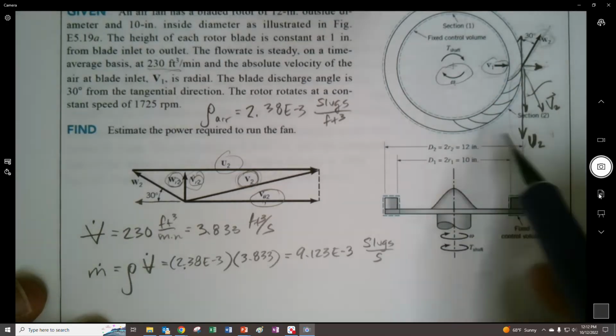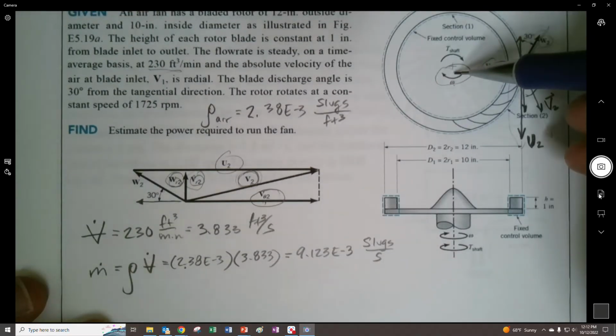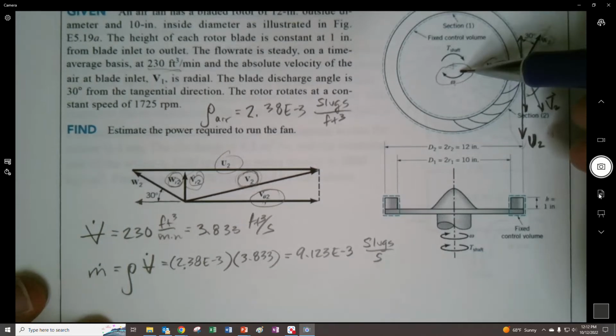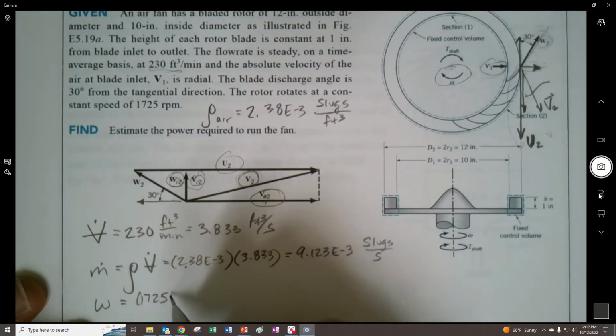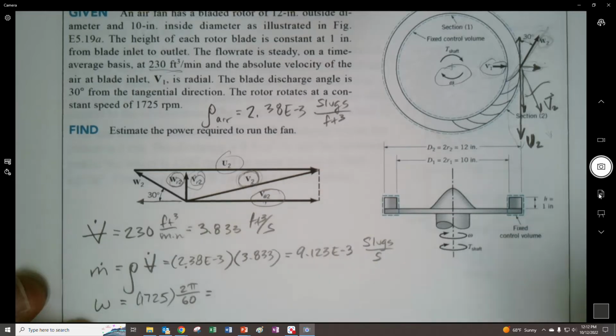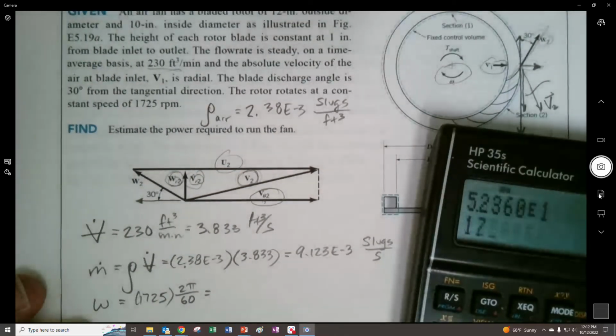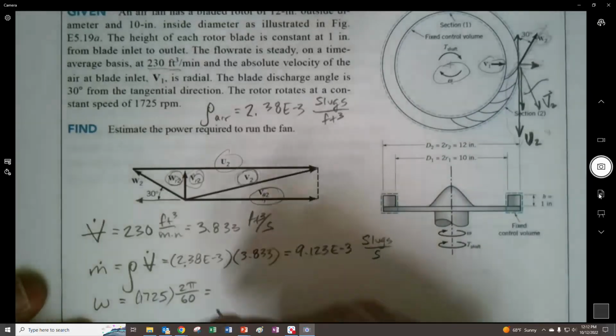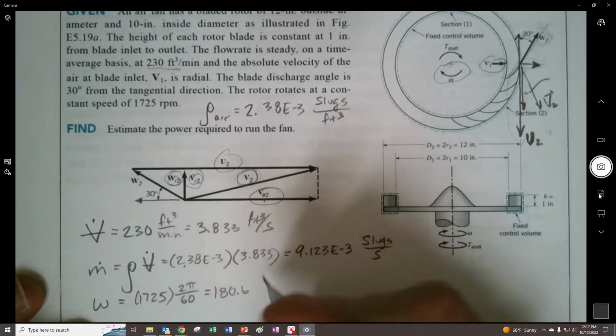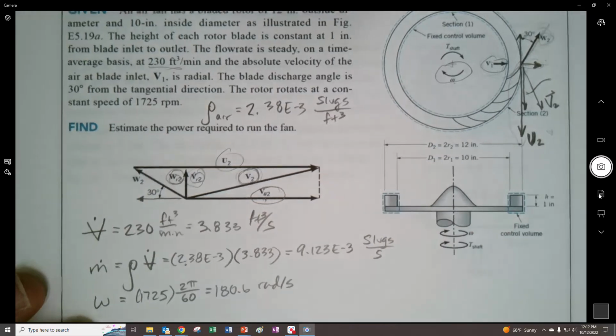We could find out what U is going to be because we're given the RPM. So let me go with my angular velocity. I'm going to find my angular velocity first. I didn't do that before. Anyway, that's 1725, 2 pi, because that's radians per revolution. And then we also want to make it on a per second basis. So 1725, 2 times pi, divided by 60, and it's 180.6 radians per second.